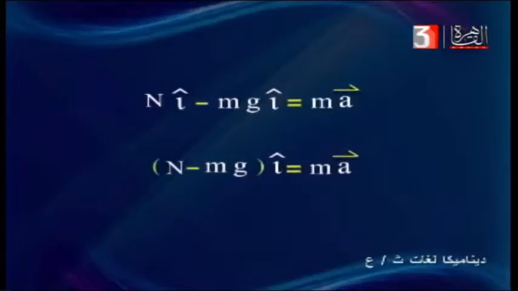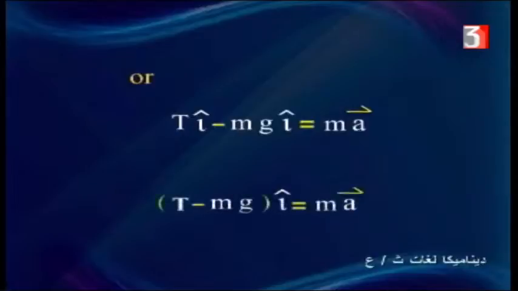In case of a reaction, we have N minus mg equals ma. But if we have a tension, then Ti minus mgi equals ma, or T minus mg equals ma vector.